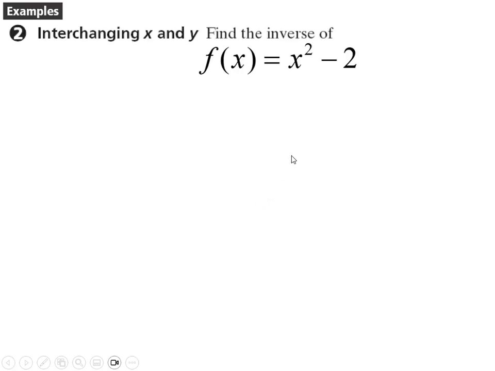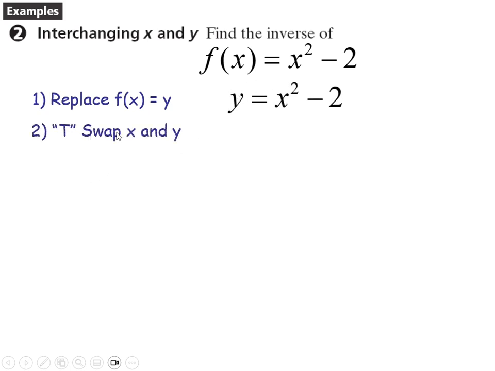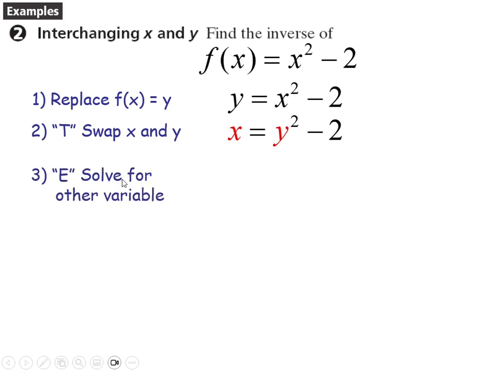Okay? Let's jump into this. So it says finding the inverse of this function. So first thing I want to do whenever I have an f of x here is I want to replace the f of x with a y. Okay? Just get my 2 variables, x and y. Then the next thing, I want to swap the x and the y. So wherever I see the x, I'm going to swap it with a y. And then the third step, okay, is I'm going to solve for the other variable.